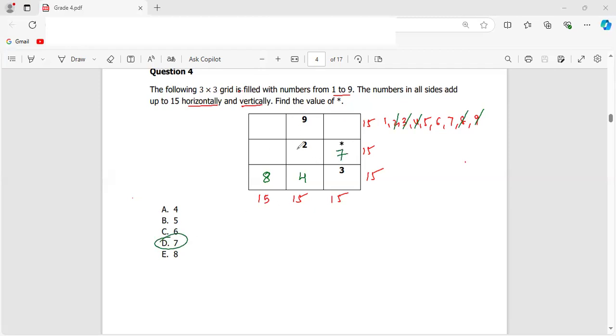But still, if you want to fill this up, this is 9, and then 9 plus 6 is 15. 8 plus 6 is 14, 1, and 10, and 5. So this is how you're going to fit in the numbers. So the value of the asterisk here will be a 7, which is option D. Let's move on.